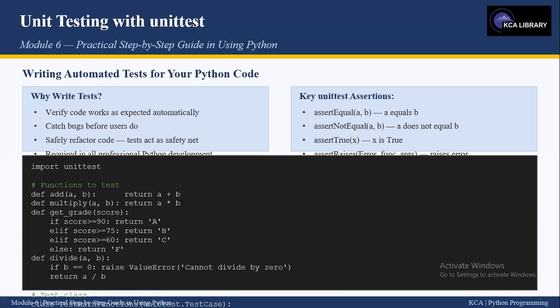assertEqual checks that two values are equal. assertTrue checks that an expression is true. assertRaises verifies that a specific exception is raised under a given condition. In the example below, we test four functions: add, multiply, get_grade, and divide. Running the test file produces a clear report showing which tests passed and which ones failed. So by following this demonstrated example, you can quickly understand how you can perform unit tests using Python.